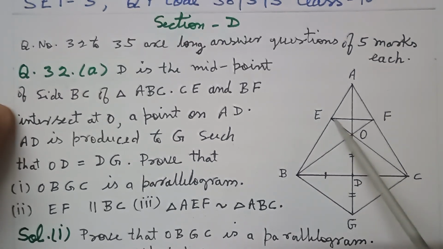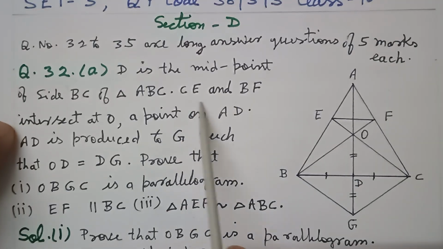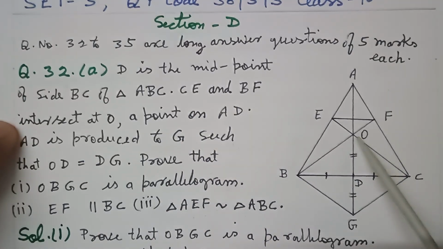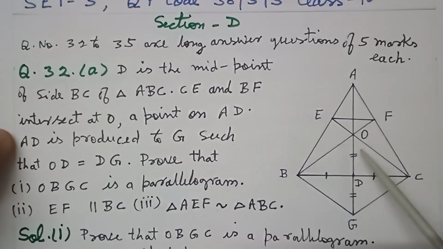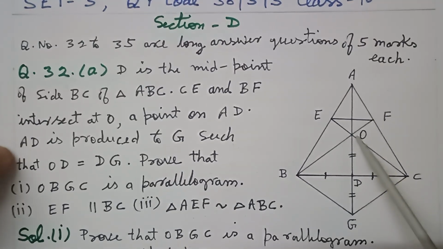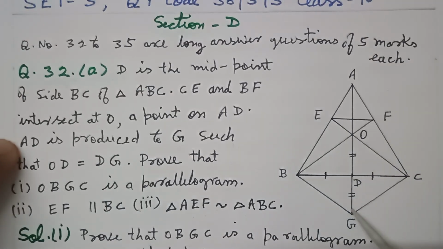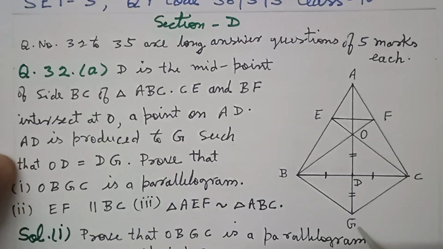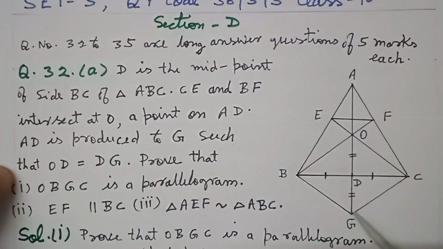CE and BF intersect at O, a point on AD. AD is produced, we produce AD up to G such that OD is equal to DG.